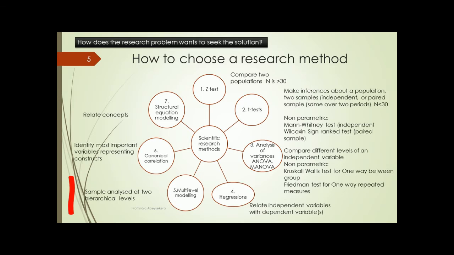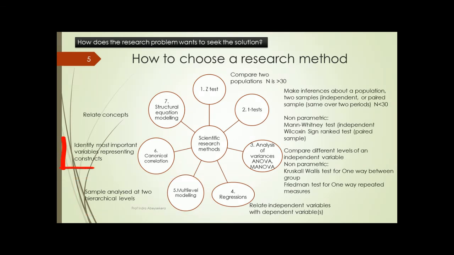Fifth is multi-level modeling. That is to look at the same sample and analyze at two hierarchical levels. Because for a given phenomenon, it could be that it's not just one population that is responsible for the solution or the conclusions that we want to make. In fact, there are two different types of populations that are influencing the total phenomenon. Multi-level modeling.